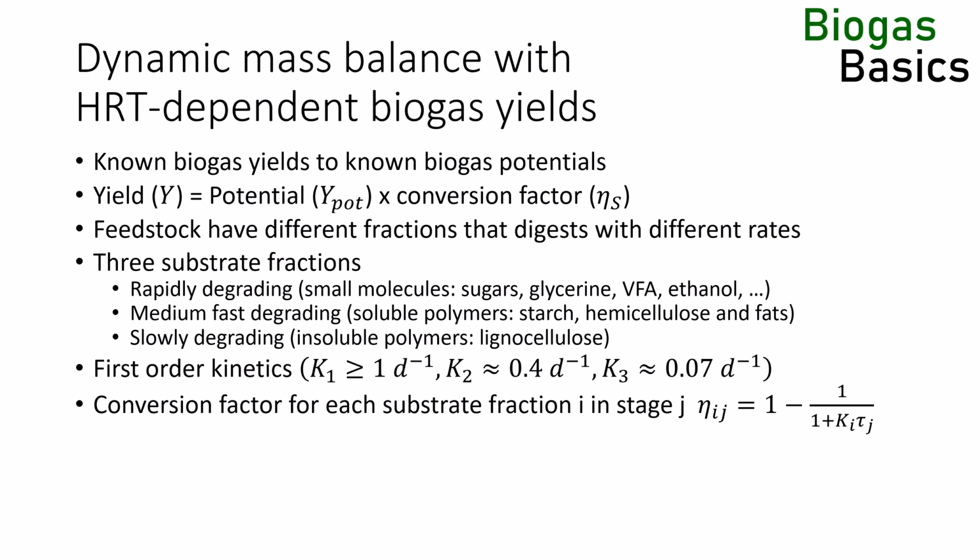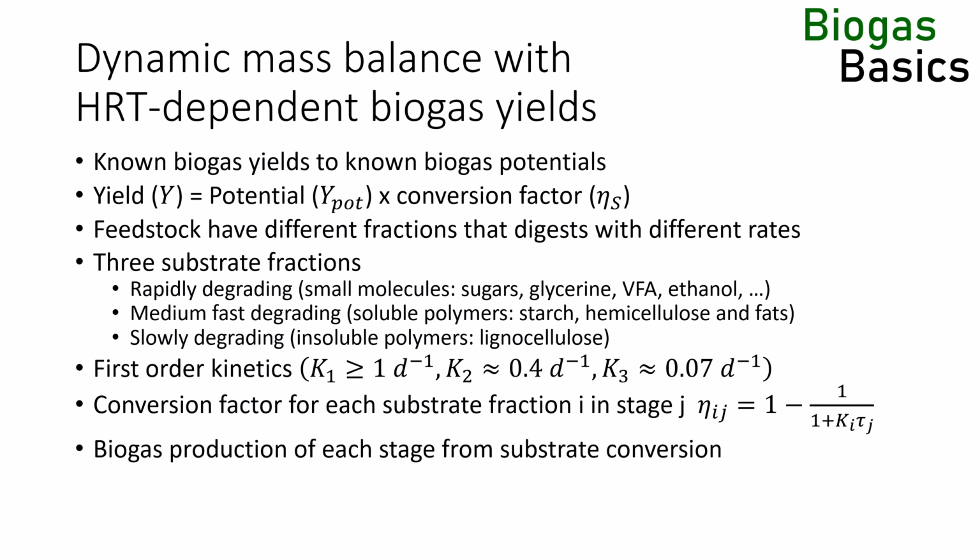The conversion factor must be calculated for each digestion stage and every substrate fraction individually. It depends on the residence time of the respective digester and kinetic constant of the respective fraction. The product of reaction constant and residence time is the first-order Damköhler number. The conversion fraction is calculated with the steady-state CSTR formula. The biogas production in each stage is then calculated by balancing the 3 substrate fractions. This will make the biogas yield dynamic. It is no longer fixed, as in previous examples.